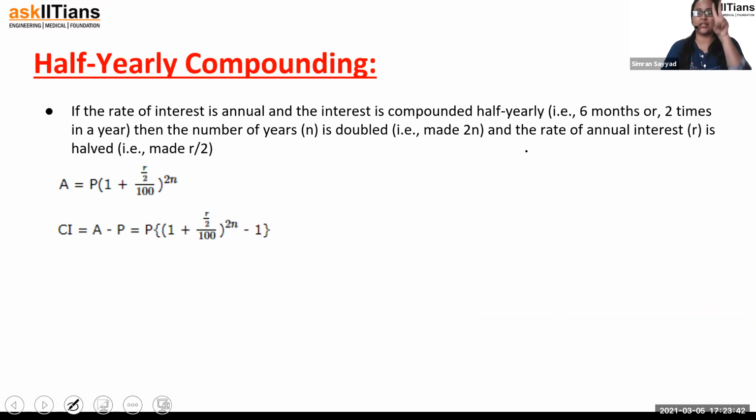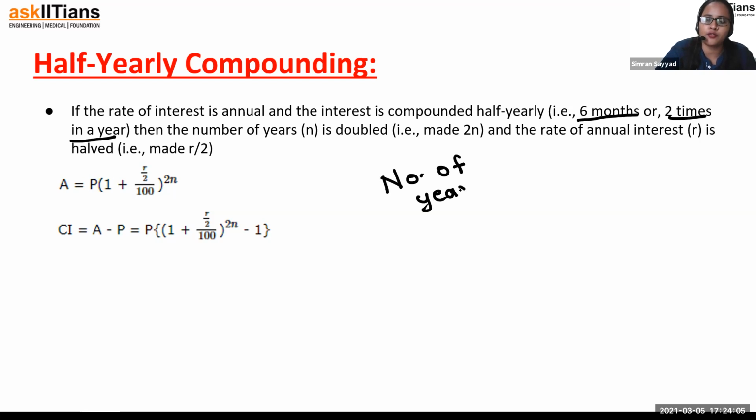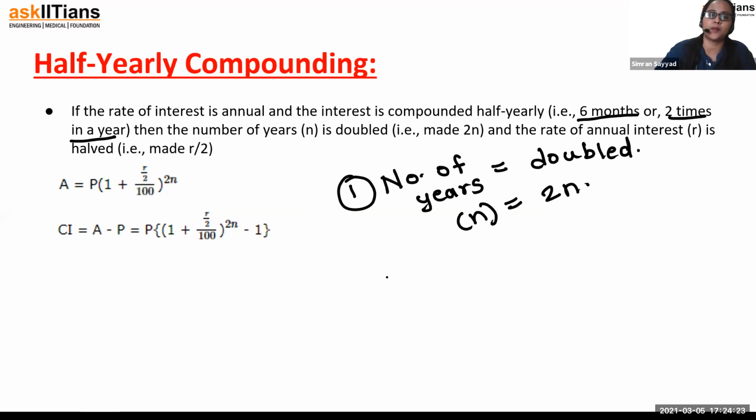You have to keep two things in mind when the question asks you to calculate half yearly. Half yearly means 6 months, or 2 times a year. So your number of years is going to be doubled. Whatever time period they give you, you have to make it double. If the number of years is denoted by n, then you have to make it 2n. This is the first important thing to keep in mind.